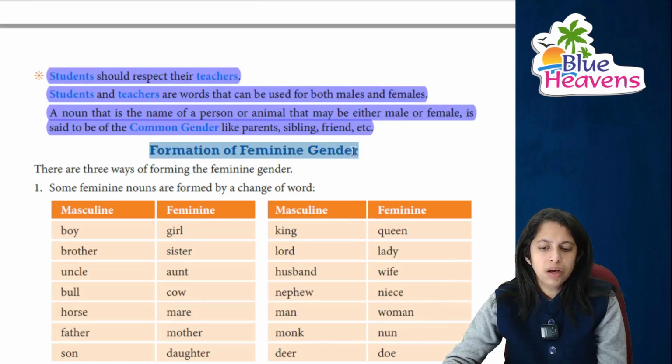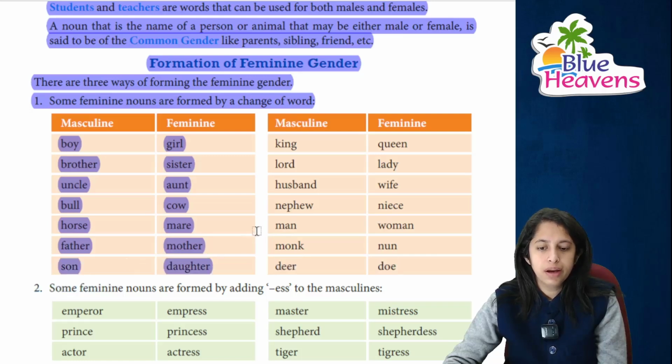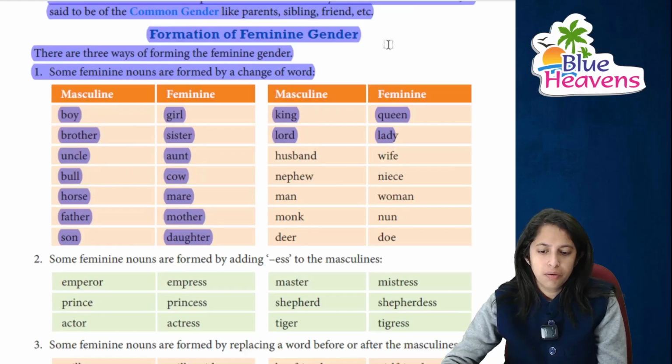Right? How can we form the feminine gender? There are three ways of forming the feminine gender, and some feminine genders are formed by a change of word. जैसे boy का girl, right? Brother का sister, uncle का, and of course it's aunt. Bull का it's cow, horse का it's mare, father का we all know it's mother, son का we all know again it's daughter, king का queen, we all know, lord का lady, right?